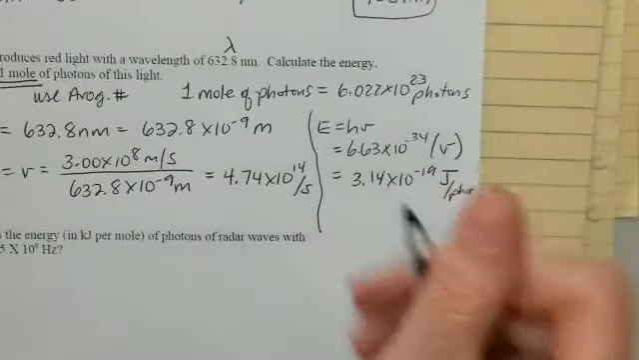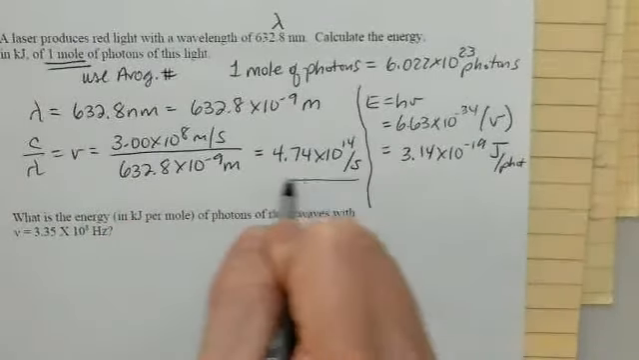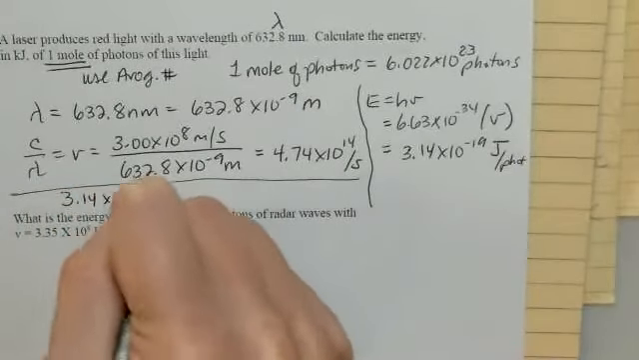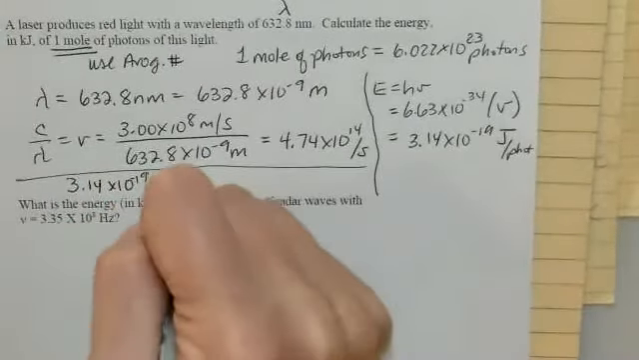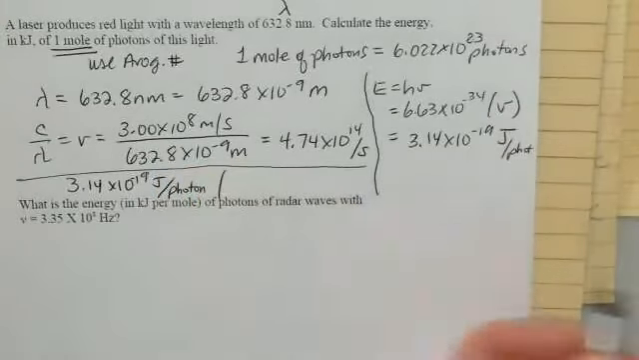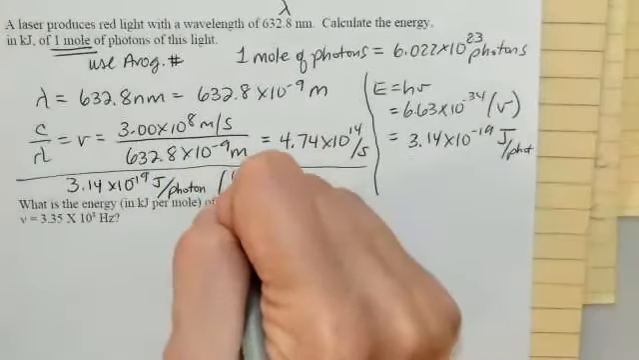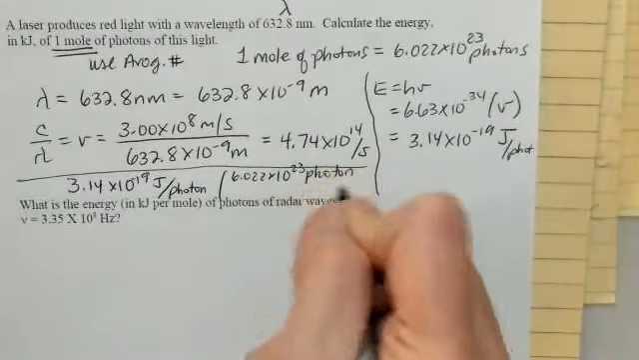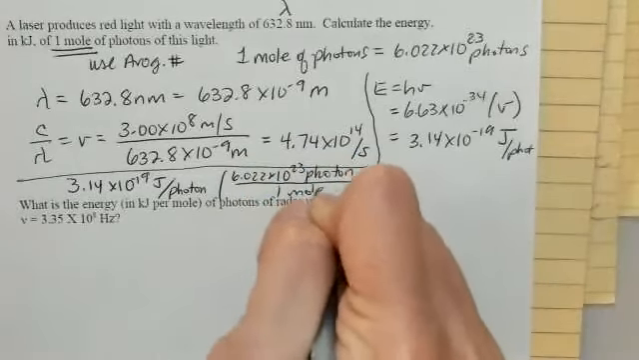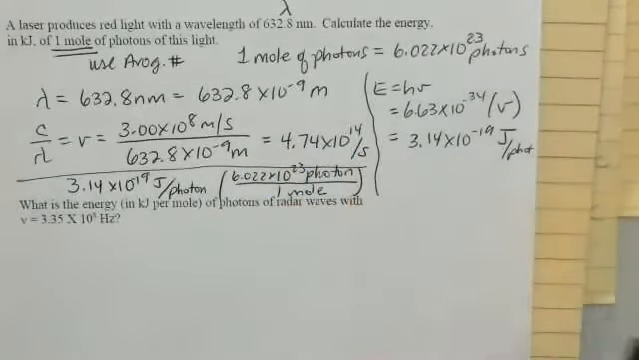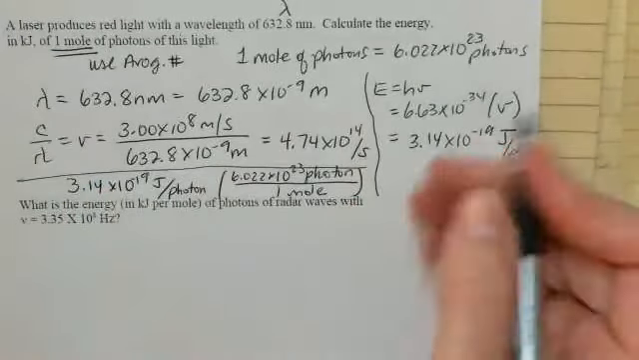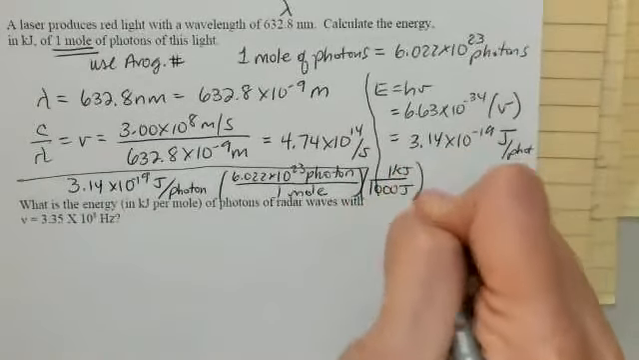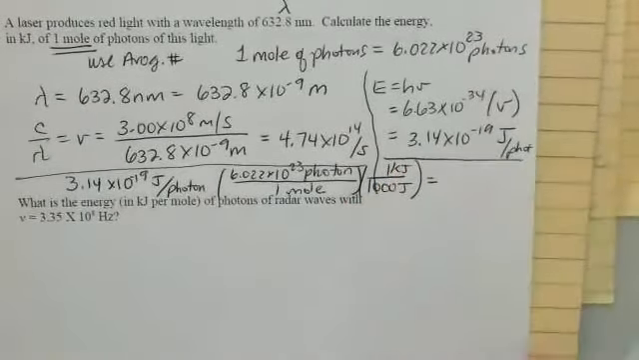All right, so if I come over here, I have 3.14 times 10 to the negative 19 joules, but it's per photon. What I'm going to do is, since photon is in the denominator, use 6.022 times 10 to the 23rd photons per mole. All right, and that's what we want, it in per mole. And then this one also wants it in kilojoules. So another real quick, 1,000 joules is equal to a kilojoule. So after all of that, this will be my final answer.